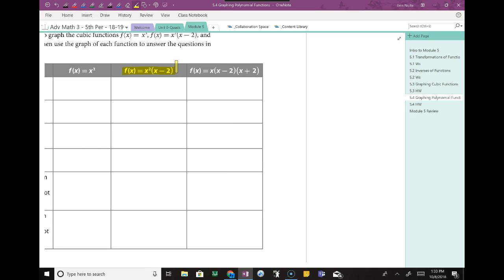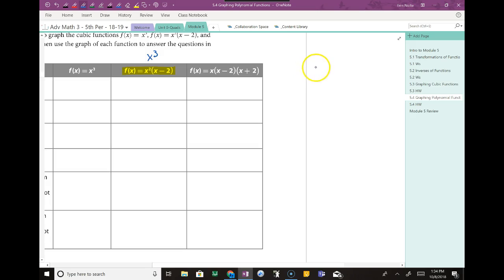X cubed. Okay, so this would be an x cubed function, so I know that this generally looks like a John Travolta. So I have this John Travolta-y look. Now when it's in factored form like this, I also have more information. Remember when we were factoring quadratics and we set them equal to 0? We are basically finding where it crosses the x-axis.